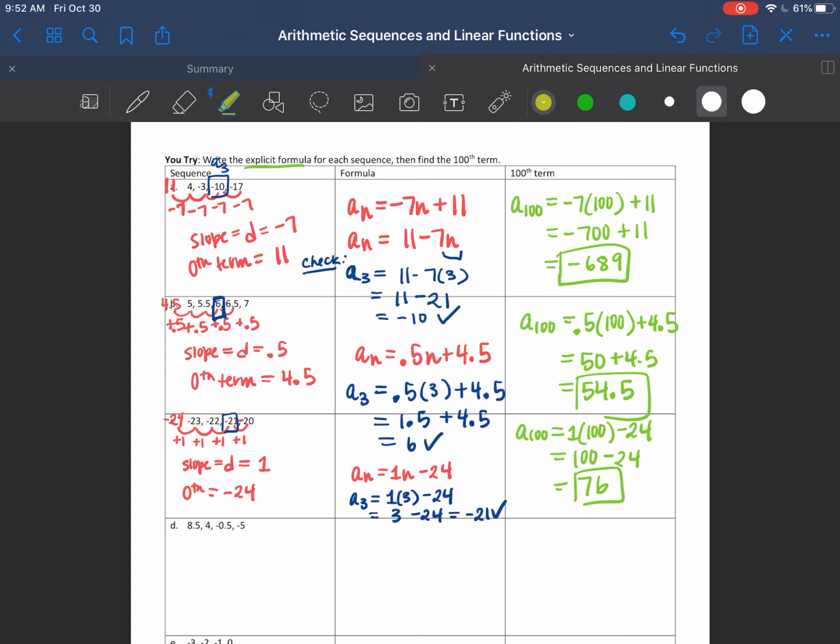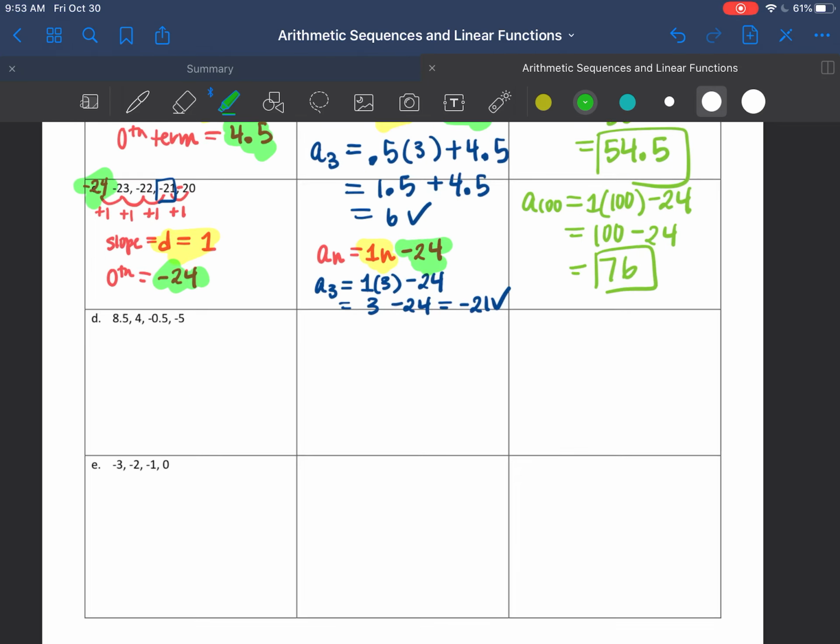Okay, and so when you're using this method, be very, very careful. Your slope, this negative 7, is the one that gets multiplied by n. Here the common difference was 0.5. That's the one I multiplied by n. Here d was 1. That's the one I multiplied by n. The 0th term that we had to calculate was our y-intercept. And so that's the number that we tack on at the end.